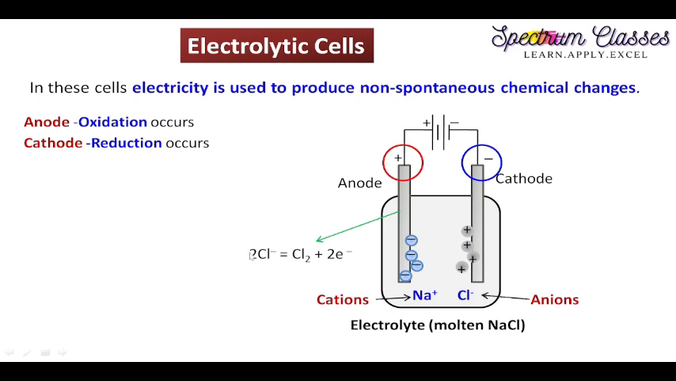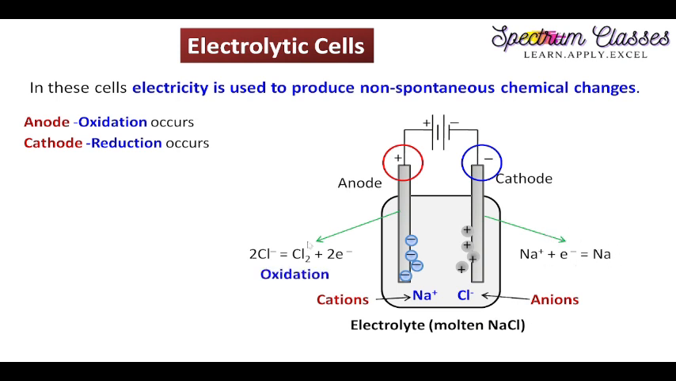Here we have Cl minus ions. These Cl minus ions release electrons and form chlorine gas. And on the cathode, I have already written that reduction occurs. So the sodium plus ions present over here, on accepting electrons, produce sodium metal. This is in the molten state. In the aqueous state we do not get sodium.